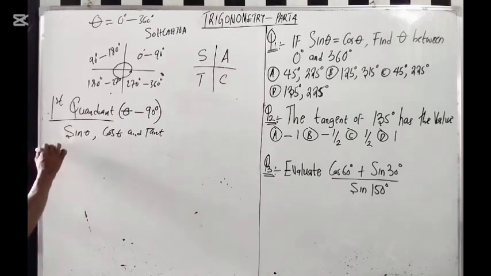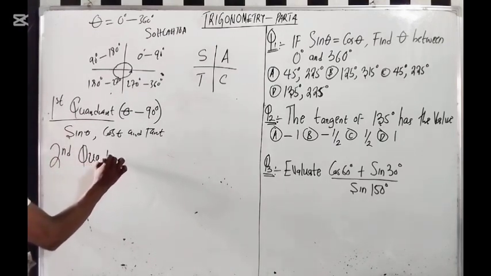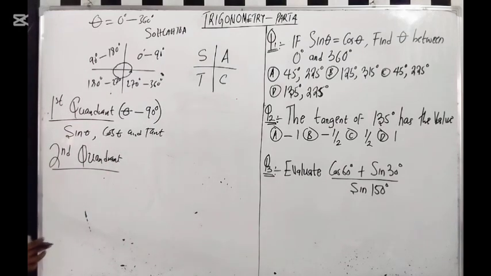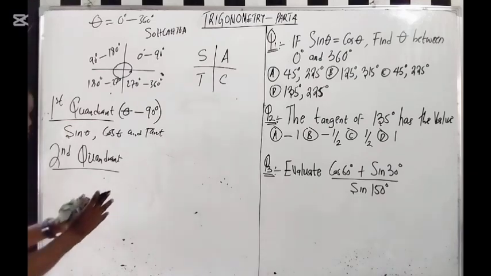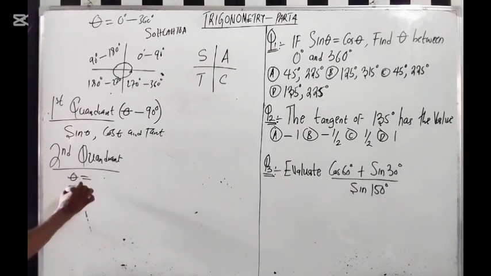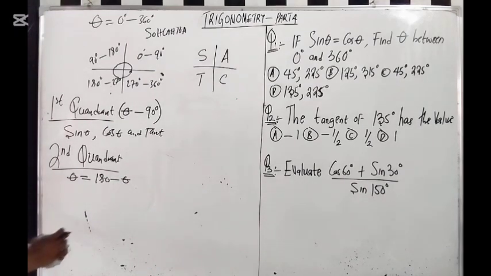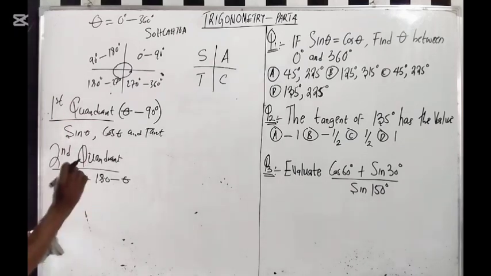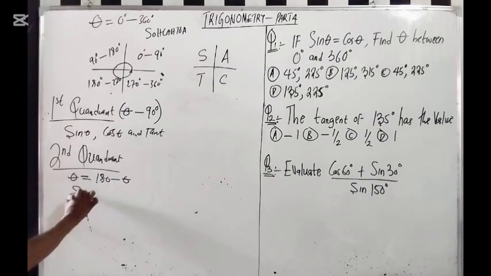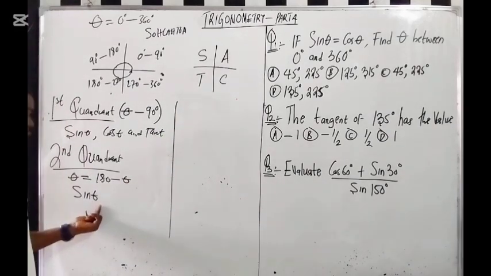Now we're talking about the second quadrant. The second quadrant is between 90 and 180 degrees, but the angle you're going to see here is going to be 180 minus theta, 180 minus the angle. That is the second quadrant. In the second quadrant, only sine theta is positive.